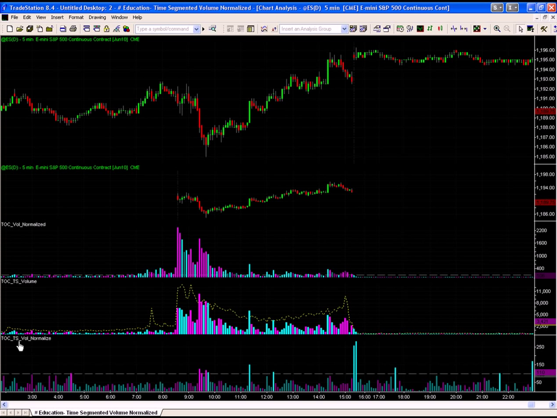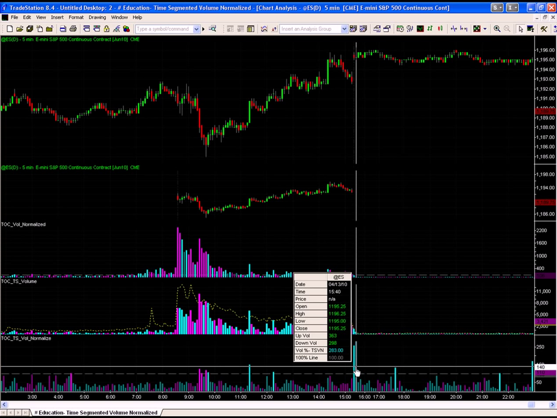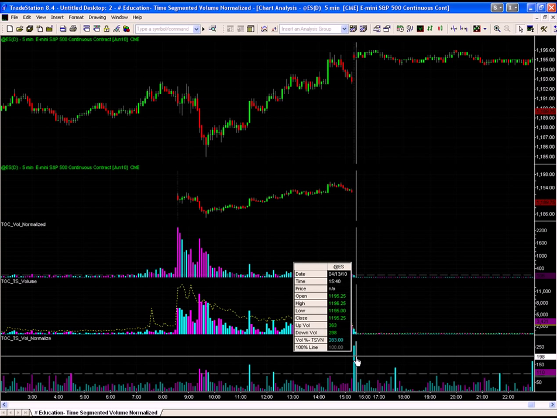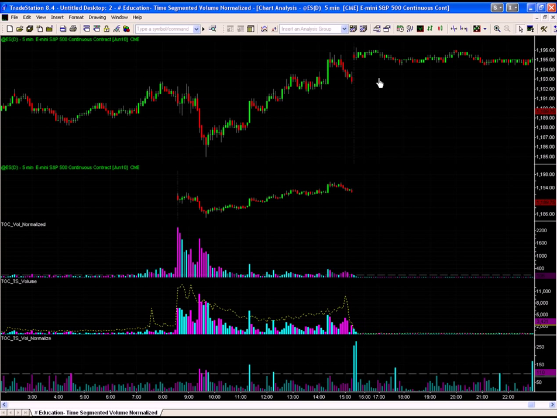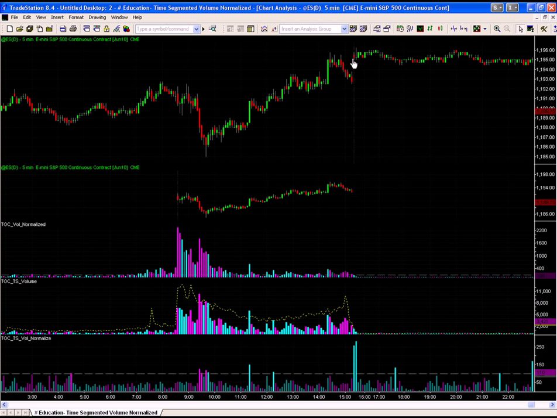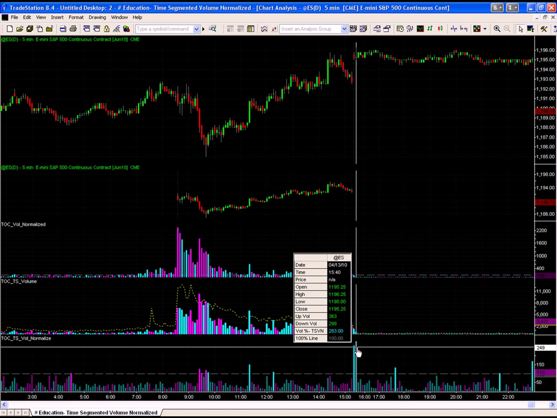But then you have the time segmented volume normalized where it's all referenced to the 100% here. Now you notice that this shows a real big volume spike at the end of the day. We had a 258% and a 283% of normal volume here. Now, one thing that's interesting about this second one, these are both divergence because the first one is up volume and yet it was a down bar for the opening bar. The second one was also a powerful up bar and it was 283% of normal.